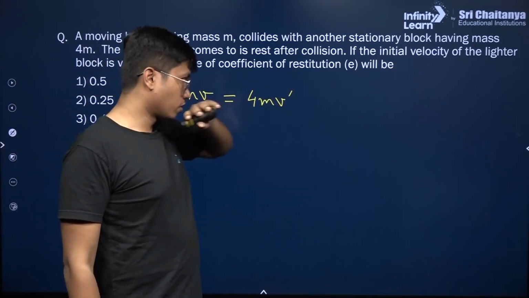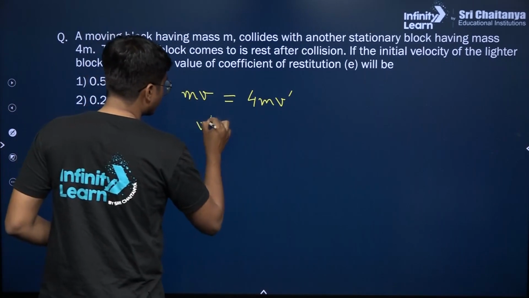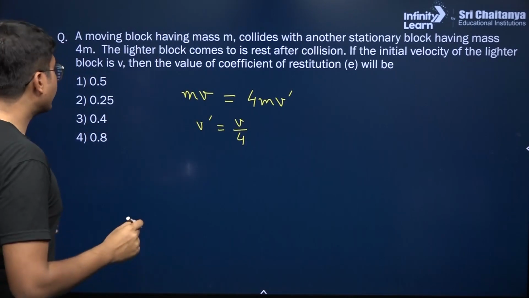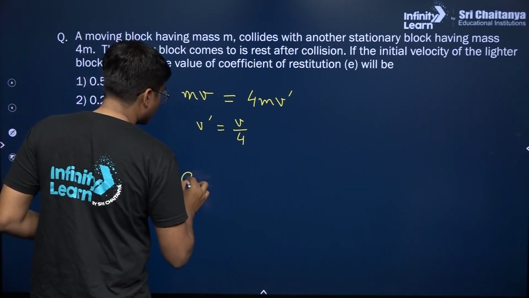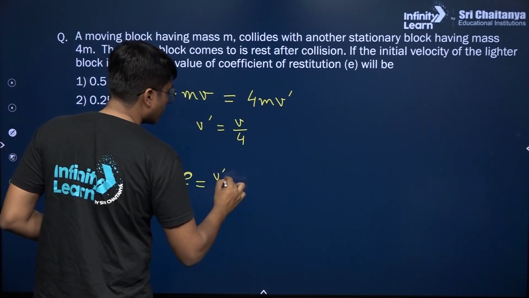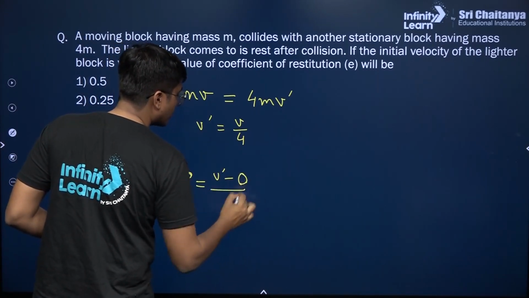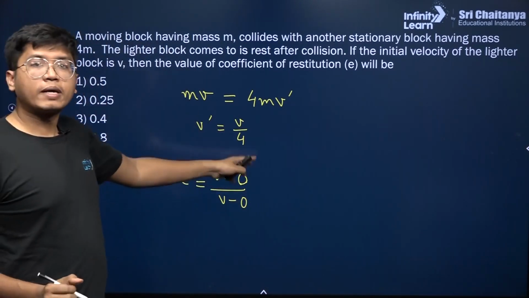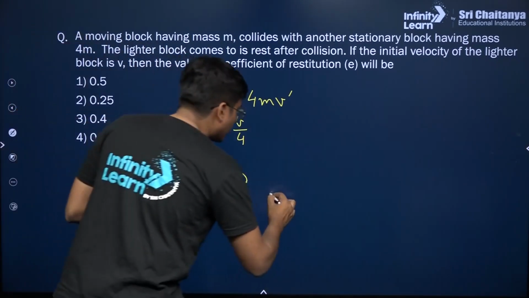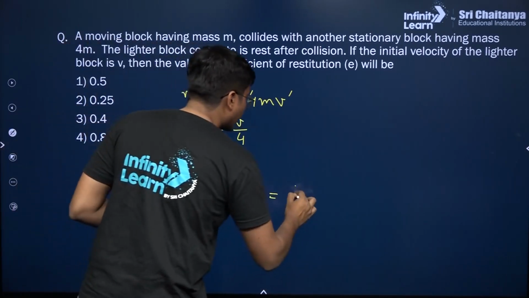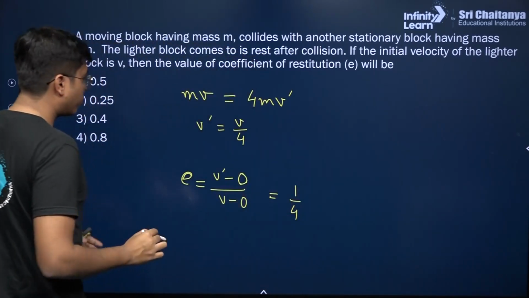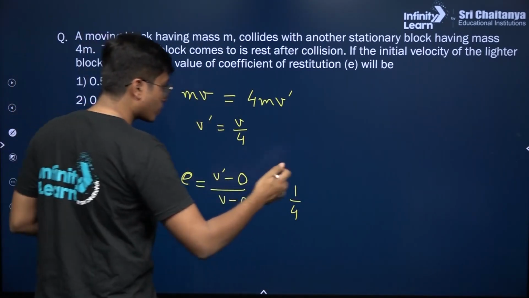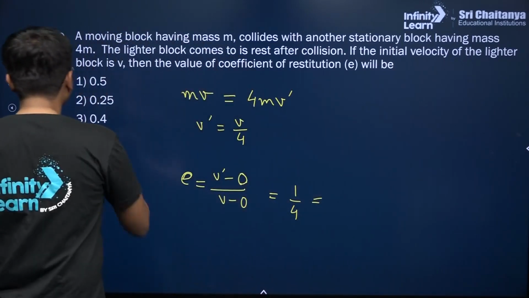So that does not contribute. So v dash is just v by 4 over here. Now we need the coefficient of restitution, which is just e is equal to (v dash minus 0) divided by (v minus 0). So final of the second one minus this and so on. If you put that in, v dash is equal to v by 4, you will get it as 1 by 4. So this is just the ratio of velocity of separation to velocity of approach. So this is equal to 0.25.